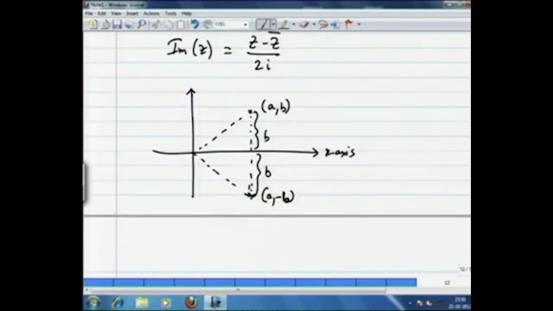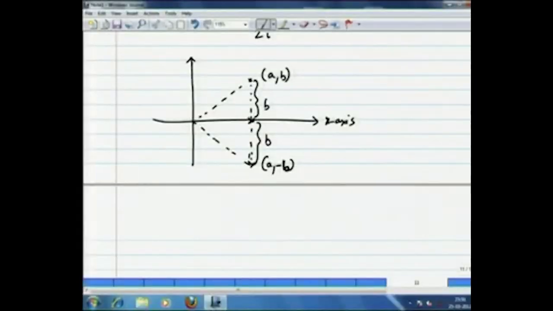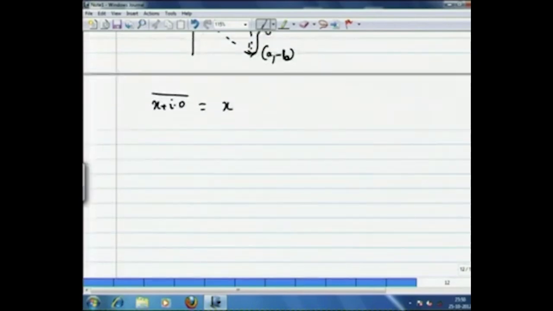It is also clear from the definition that if you reflect a point on the x axis through the x axis, you get back this very same point. So the conjugation of a real number in the complex plane is the real number itself. The conjugate of x plus i times 0 is x itself, that is, x minus i times 0, which is x.